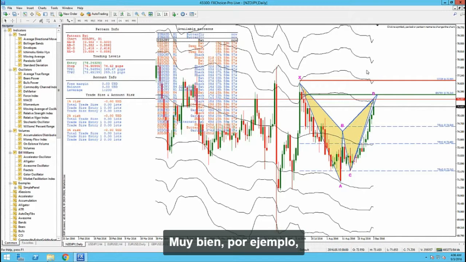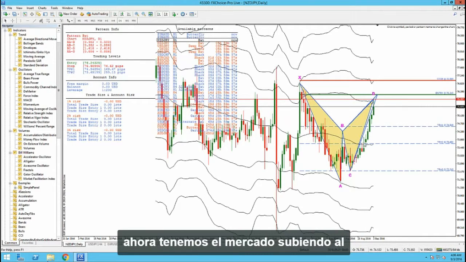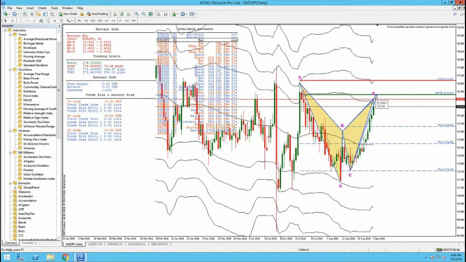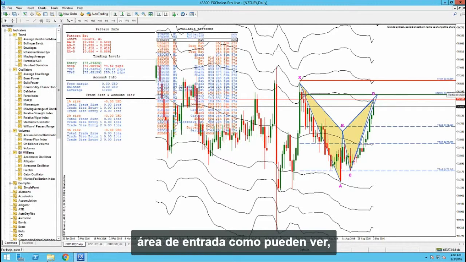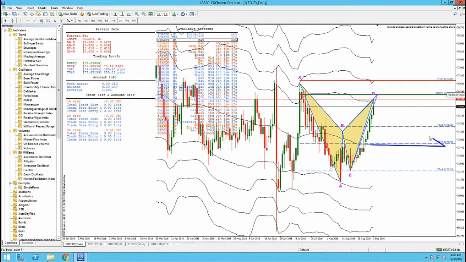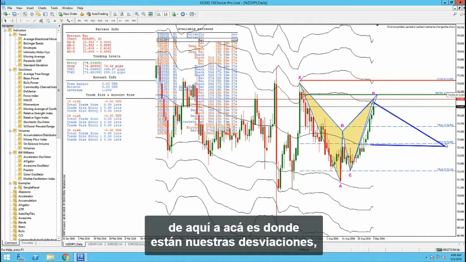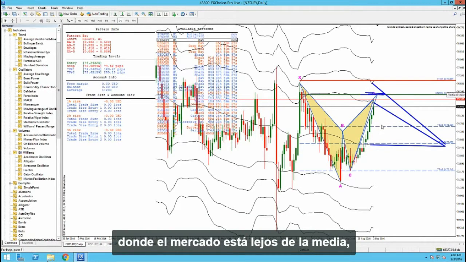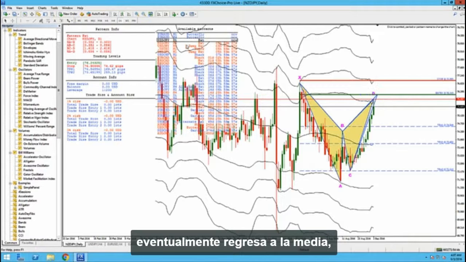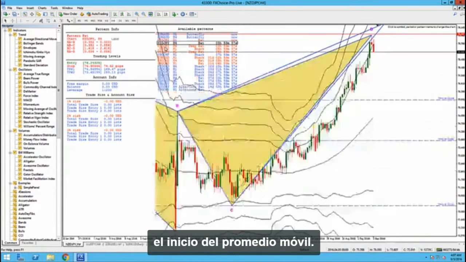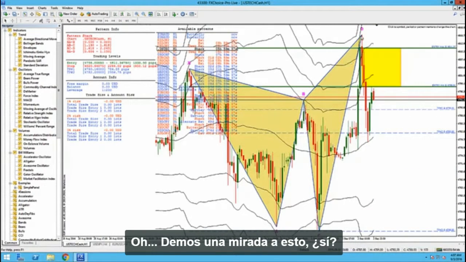Okay, for example, we now have the market going up into the entry area. As you can see, it's moved away from the mean. Here to here is where our deviations are, where the market's away from the mean. And typically the play is when it goes to the standard deviation, it eventually comes back to the mean, the beginning, the moving average. Let's take a look at this.